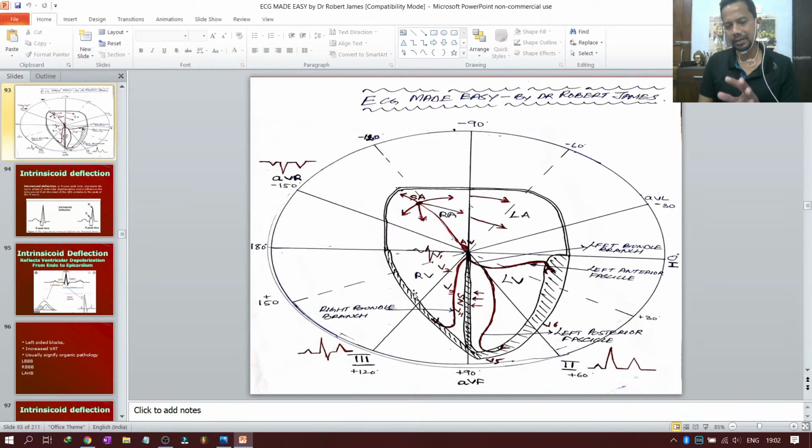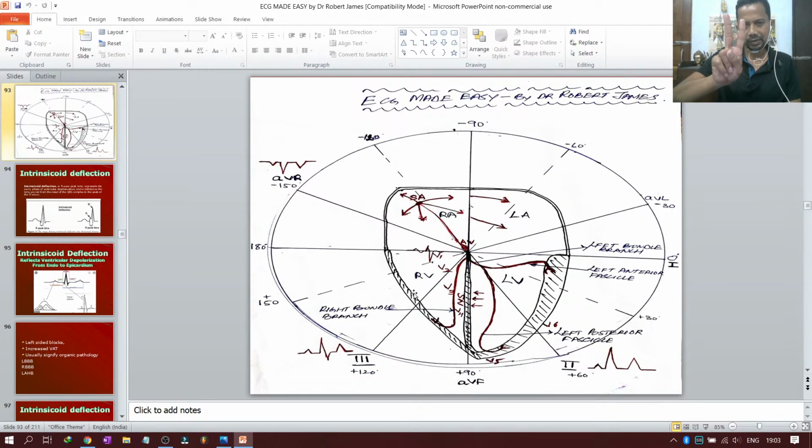Now this is a very interesting phenomenon. You will see an RS-R dash pattern in V1, V2, and there will be right axis deviation. So R for right bundle branch block, R for right axis deviation, R for RS-R dash pattern. So you can remember it like this. The RS-R dash pattern is also called rabbit's ear.